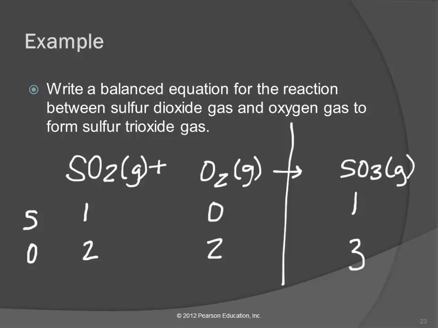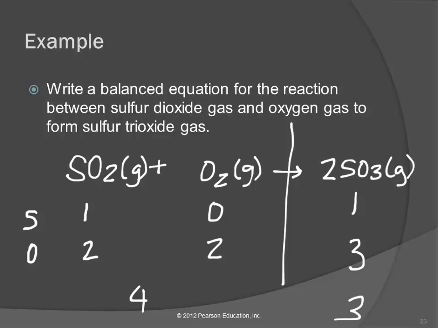Then we look at the oxygens, and on the left side we have 2 plus 2, which is 4 oxygens, and over here we have 3, and so that's not balanced. So we need to add more oxygens to the right side. How can we do that? All we can do is make there to be 2 SO3s. So we'll make 2 of these.